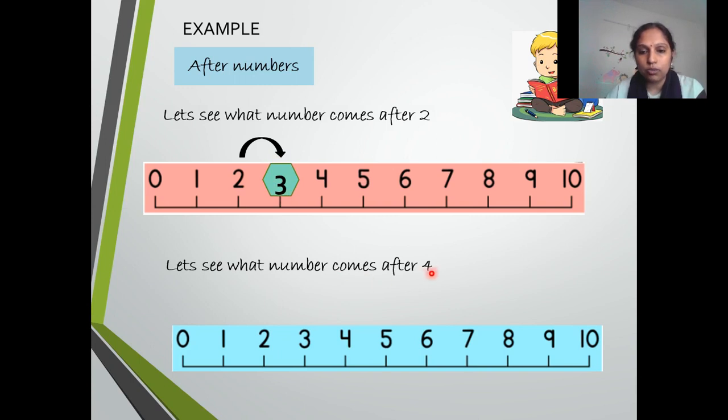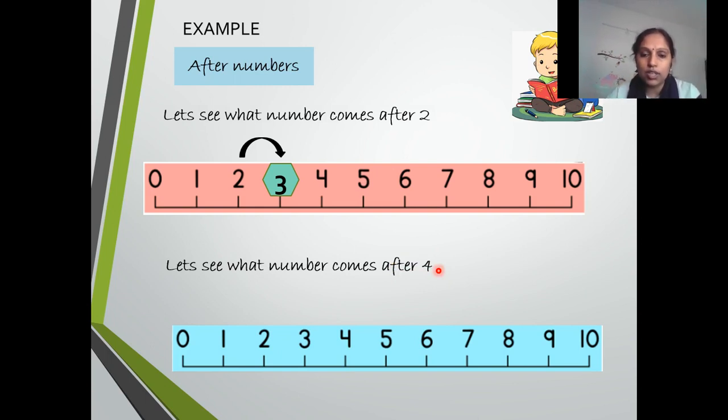Okay. Now one more example. We are going to find the after number of 4. What number comes after 4? Just tell orally and see. 1, 2, 3, 4, 5. So the number that comes after 4 is 5. That is to tell mentally and orally.